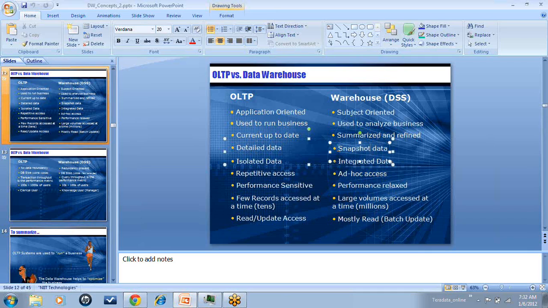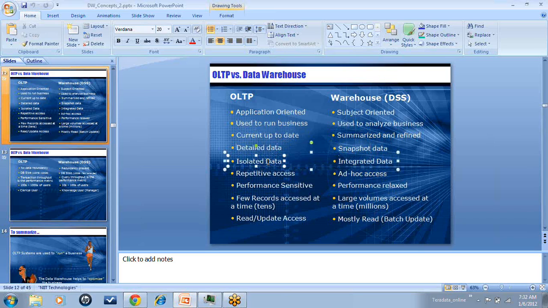And the account balance for the day, after all the transactions for the day, will be given to the data warehouse. But each and every operation is stored in detail in OLTP systems. So that is called snapshot data and detailed data. And it has isolated data and it has integrated data.